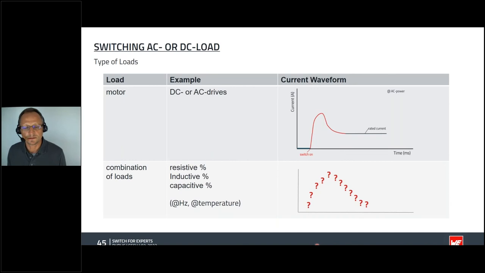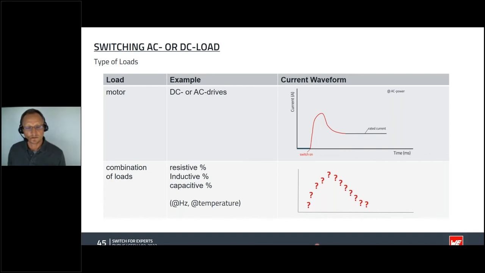And that's exactly the point. Most electrical products, appliances, devices, and machines comprise a combination of at least two, if not all three types of electrical loads. However, it is important to see ahead of how the device will behave. And of course, what does that mean to the switch?